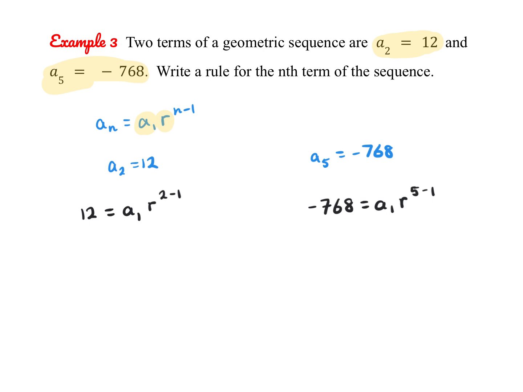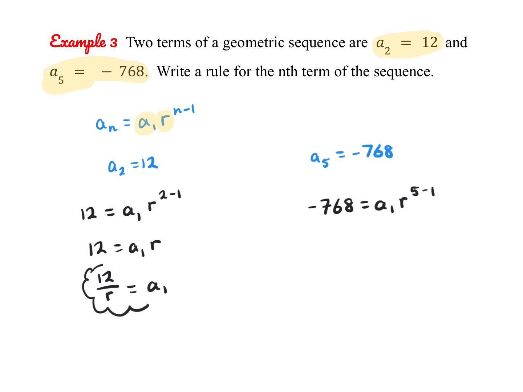So for this, we're going to use substitution, which means I'm going to isolate for one variable and plug it into the other. So it's usually easiest to isolate a sub 1 here. So first I'm going to simplify this a little bit. r to the 2 minus 1 is just r. So I'm going to isolate a sub 1 by dividing both sides by r. So 12 over r equals a sub 1.